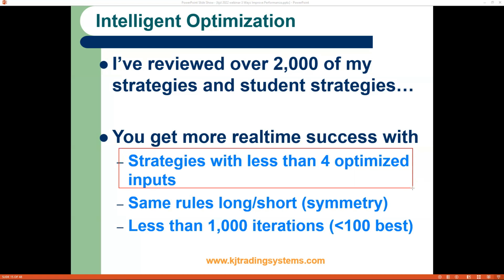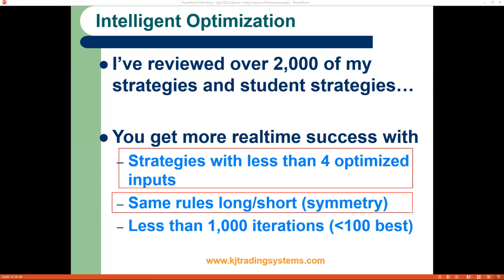You can think of it as having 2 to cover your entries and 2 to cover your exits. It's hard to curve fit. It's hard to overfit when you only have a few inputs that you're optimizing. Also, I've found that the best strategies are symmetrical. They can go long or short just as easy.